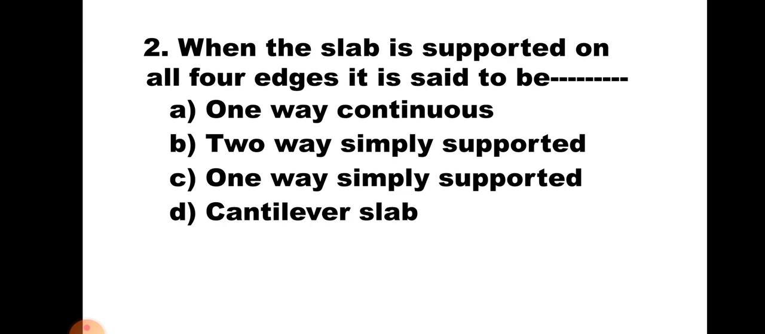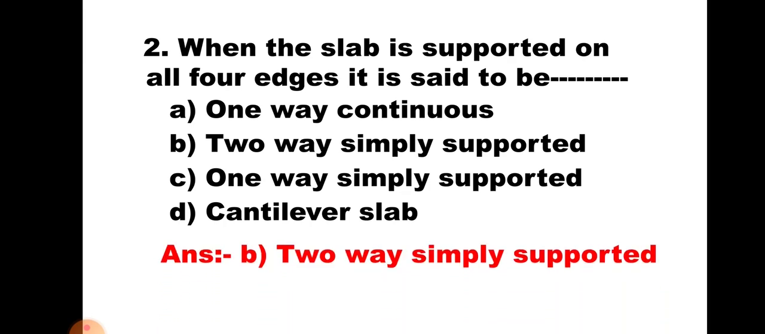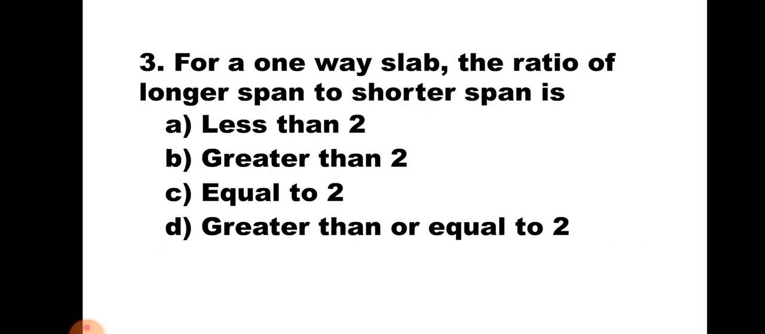Question number 2. When the slab is supported on all four edges, it is said to be: A. One-way continuous, B. Two-way simply supported, C. One-way simply supported, and D. Cantilever slab. Now here the slab is supported on all four edges, so it is said to be two-way simply supported slab. The correct answer is B, two-way simply supported slab.